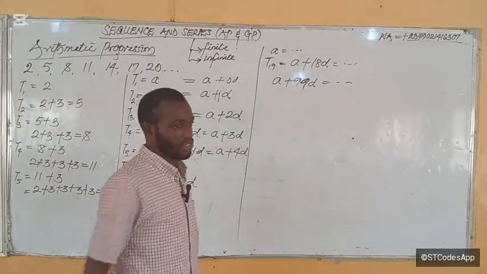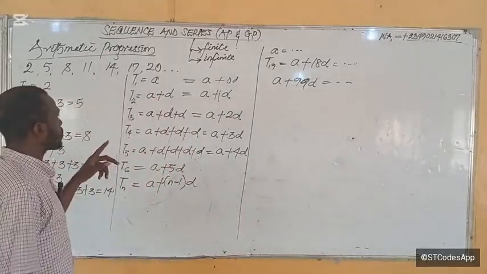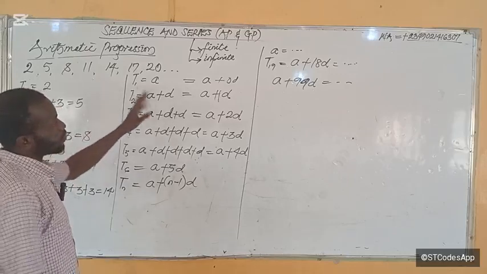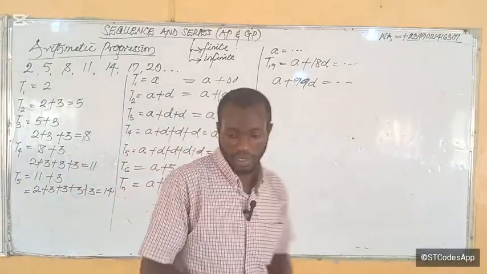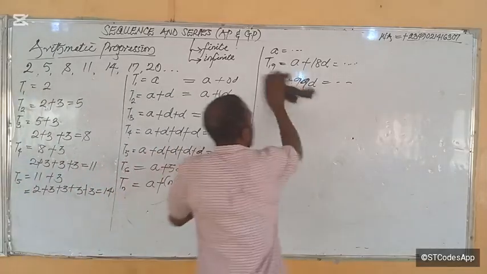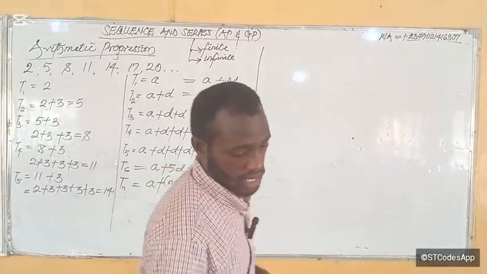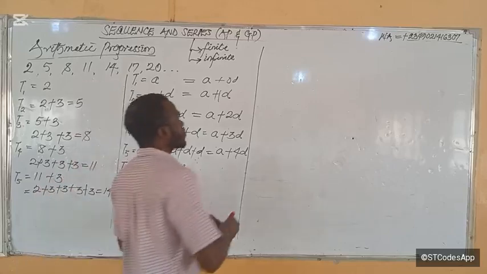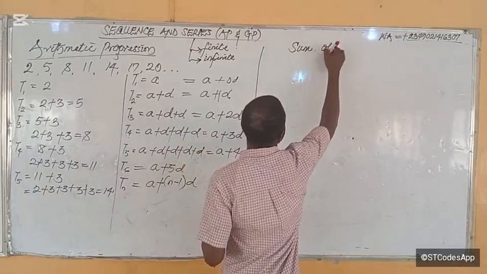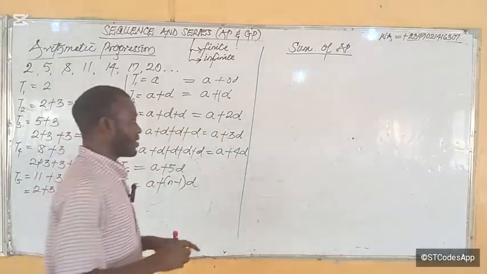Now let me write some questions on the board. Let me show you how to work out the series for AP. I'll solve questions for you, then I'll show you how to get the solutions. Now, the sum of AP, that is this AP series, right? Now, how do you get an AP series?